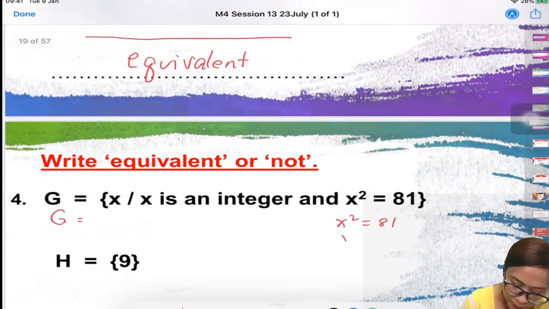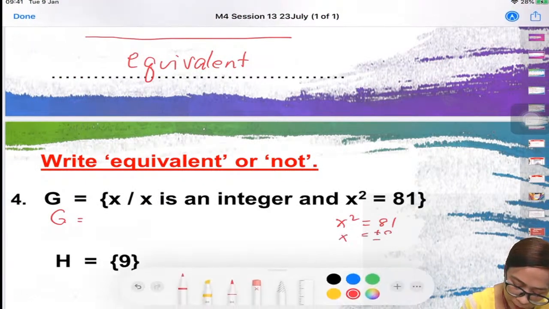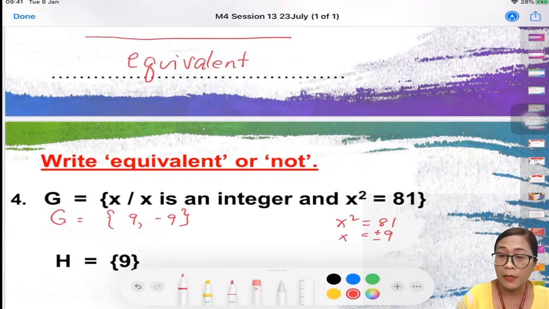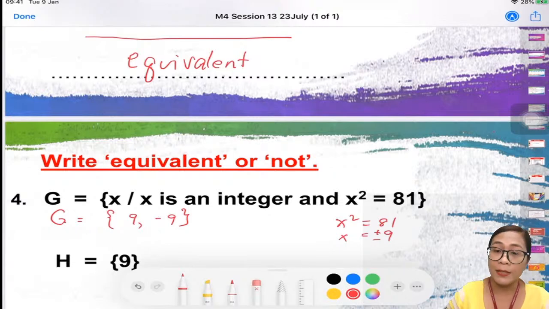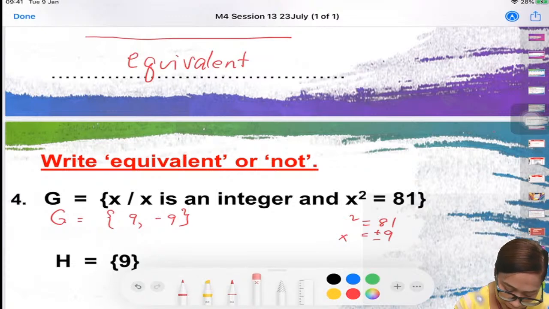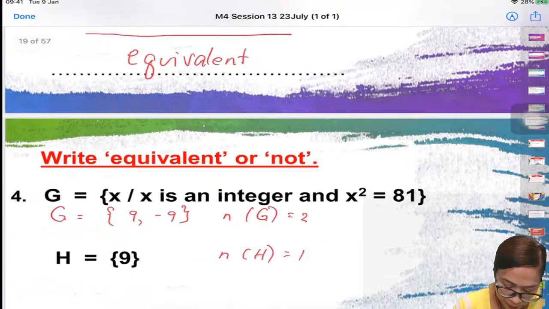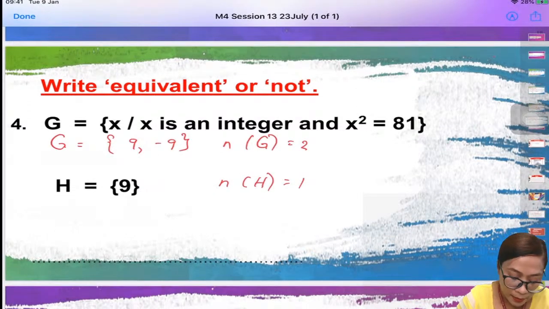Okay, x squared is 81. So x is equal to positive or negative 9. So in roster form, G is the set of 9, comma, negative 9. It should be 9, comma, negative 9, not only positive 9, because 9 squared is 81 and also negative 9 squared is 81. So there are two elements of G. So if you look at this, let me erase this one. If you can see there, the cardinality is equal to only 1. So it's clear that these two sets are considered not equivalent.